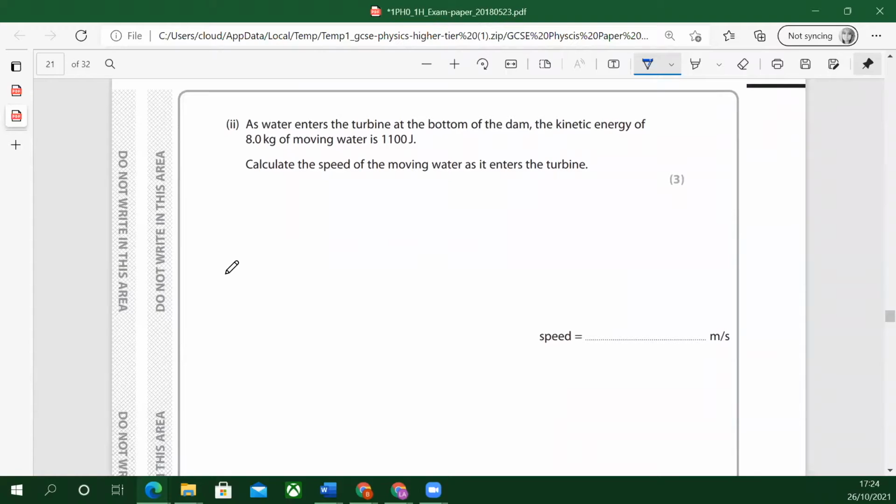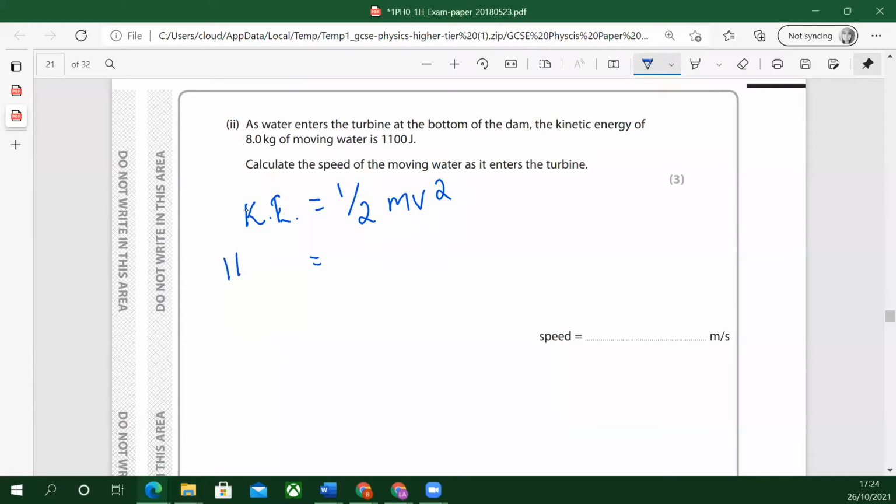So next one. As water enters the turbine at the bottom of the dam, the kinetic energy, so kinetic now again, of 8 kilograms of moving water is 1,100 joules. Calculate the speed of the moving water as it enters the turbine. So speed, we're going to have kinetic energy. So K is half mv squared. Half is just a number.